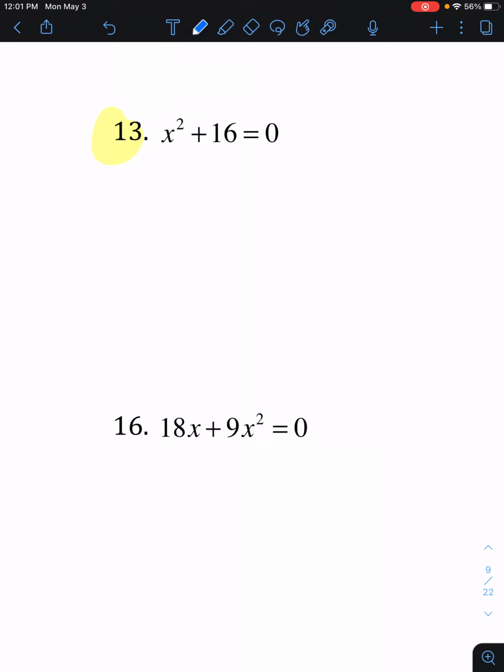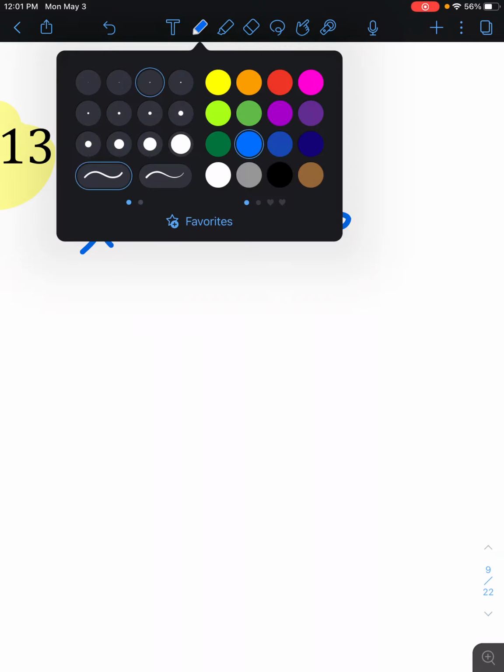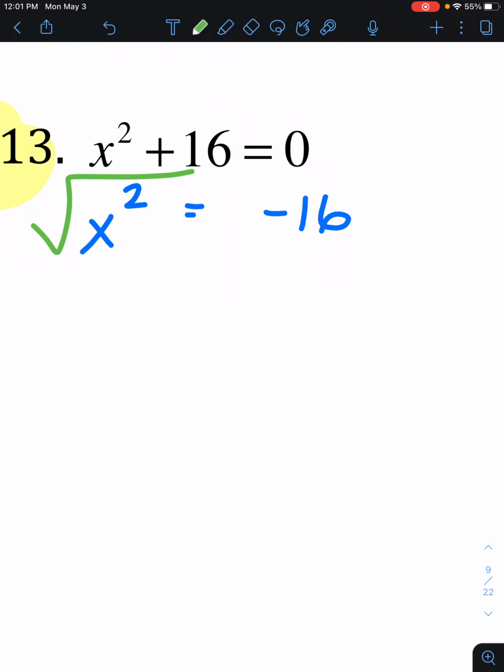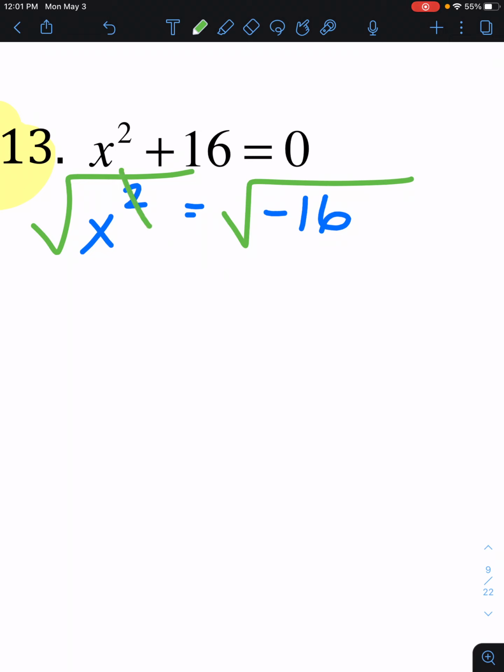So, again, I'm missing the bx term. So let's get x squared by itself. So we're going to subtract 16. And then x squared is by itself, so I can take the square root of both sides. So it'll cancel the x squared, so x equals, make sure you put in your plus minus, and the square root of negative 16 is 4i. Remember, we have a negative inside the radical. That means you must pull out an i.